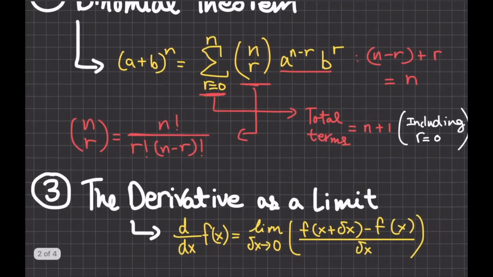And of course you need to know that the derivative of a function can be defined as a limit, with this notation as d over dx of f of x. So the derivative of f of x is the limit as some delta x tends to 0, where the delta x is incorporated into the function as such. Now this would make more sense on the next page.